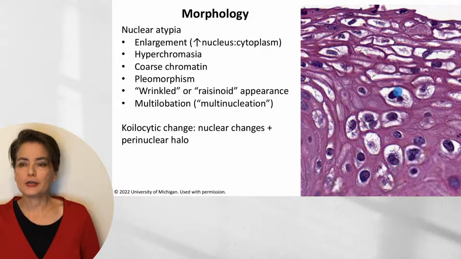And this combination of this convoluted raisinoid appearance with this perinuclear halo is referred to as koilocytic change or koilocytosis. And we tend to see that in our low-grade lesions. And I'm going to show you some really nice images in a moment.